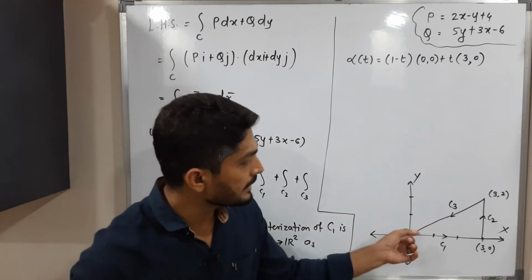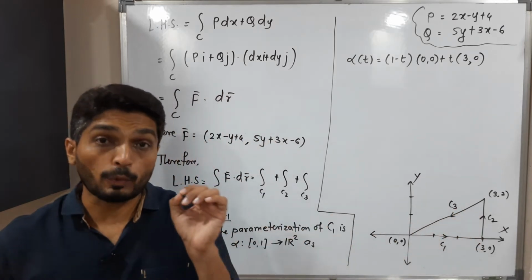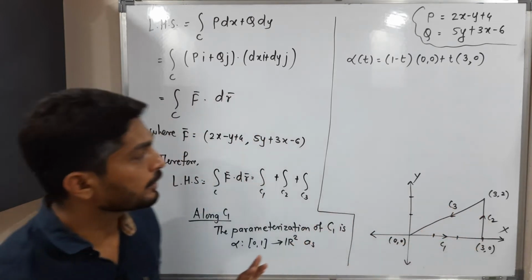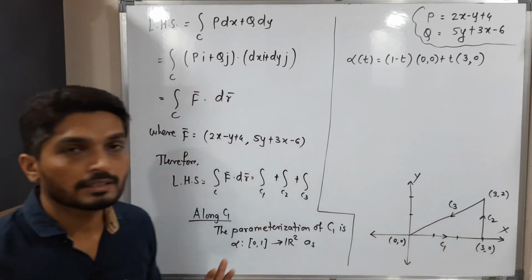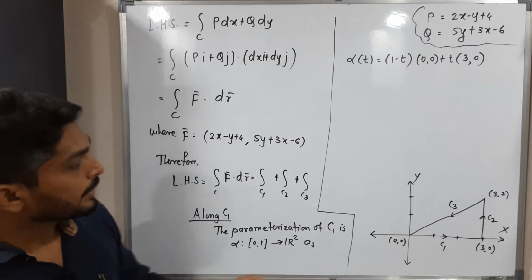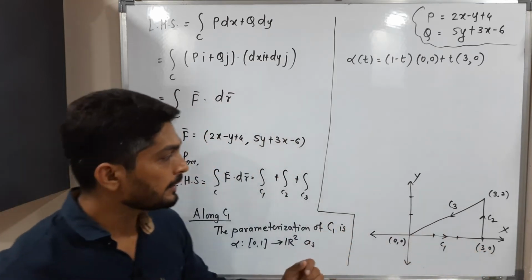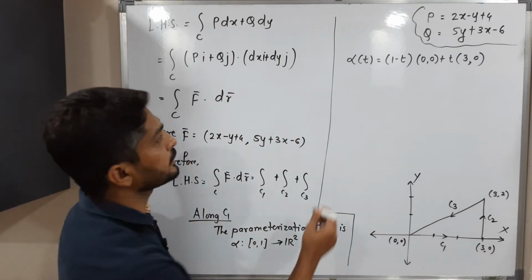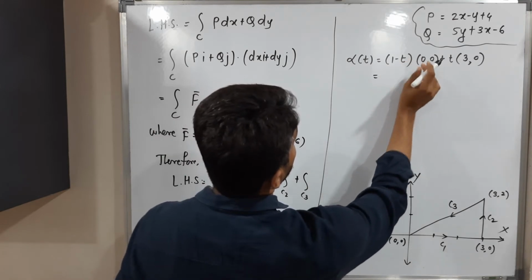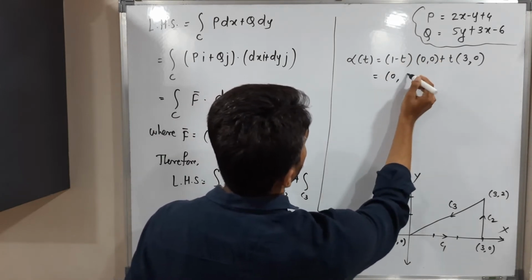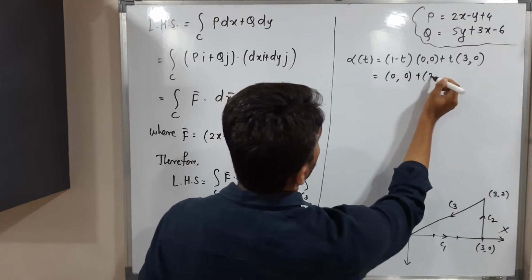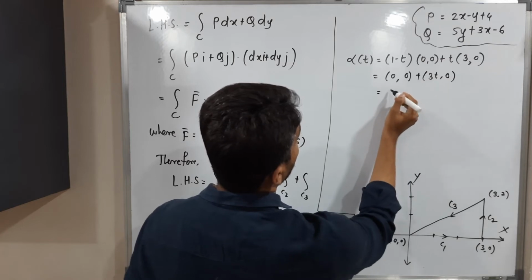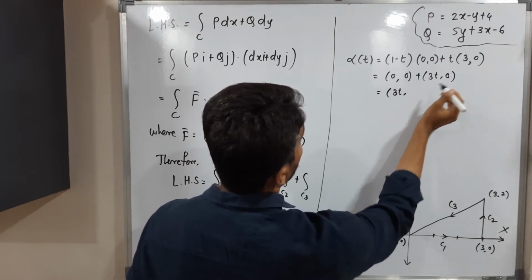I have taken this direction because the problem mentions the anti-clockwise, positive sense, so that's why I consider the anti-clockwise direction. This is the starting point and this is the ending point. So starting point into 1 minus t plus ending point into t. This is a fixed parameterization. Let us solve it. 1 minus t into 0 gives 0, 1 minus t into 0 gives 0, t into 3 gives 3t and t into 0 gives 0. Let us add component wise: 0 plus 3t is 3t, and 0 plus 0 is 0.